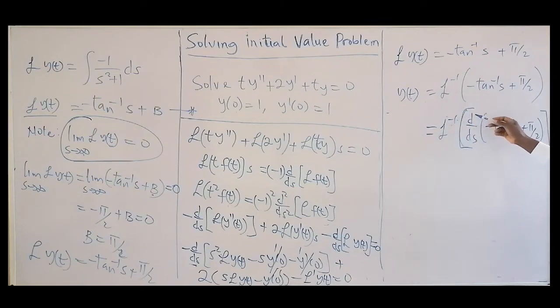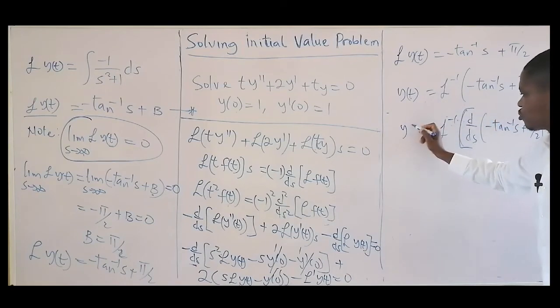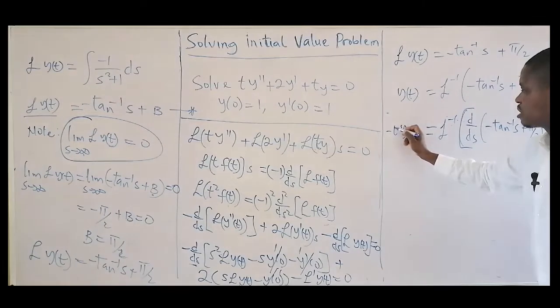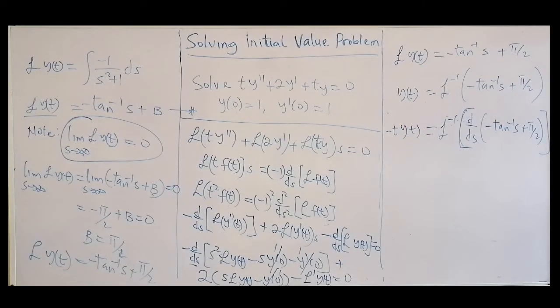The moment you introduce the first differential, it will bring in minus t there, because there is no way we have an inverse for this arctan. So the solution is just to differentiate this and then find the inverse. And the moment you introduce your differential, minus t will come in. I'm going to expatiate on that more.